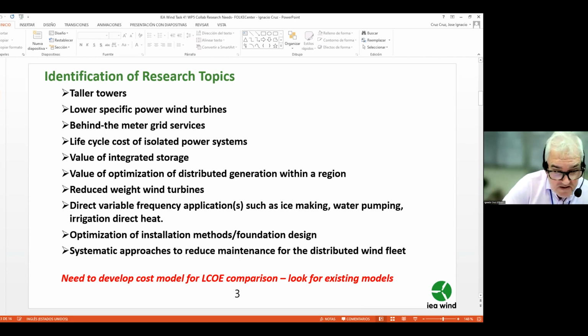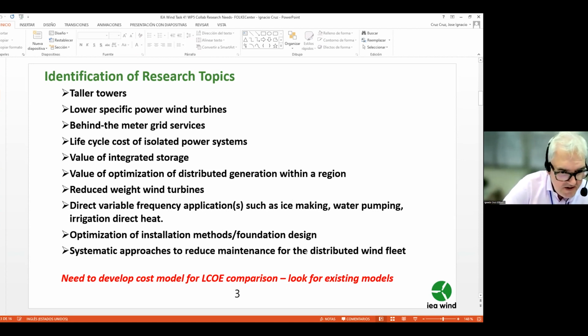and systematic approaches to reduce maintenance for the distributed wind fleet. So this is very related to the distributed generation within a region. And there is a horizontal area which is showing large wind. Now there is a great interest in industrialization. So cost reduction by the industrialization of the different components. So not using 3D printing solutions. So standardization and industrialization.